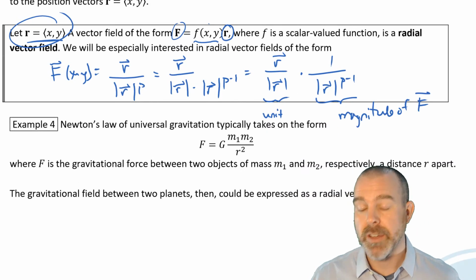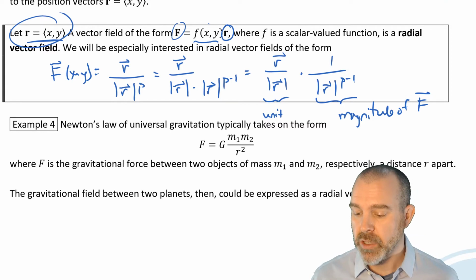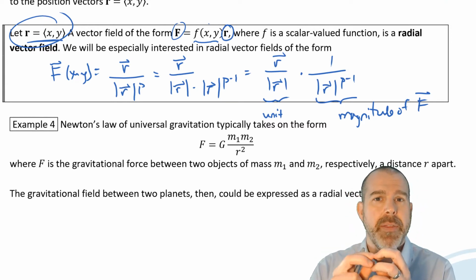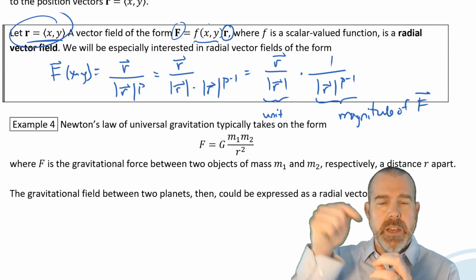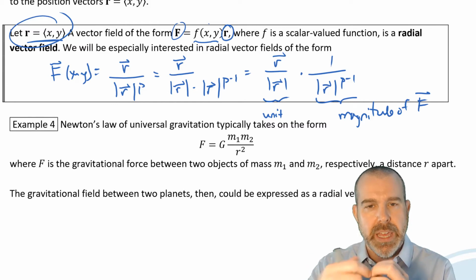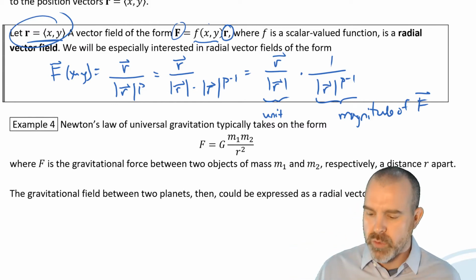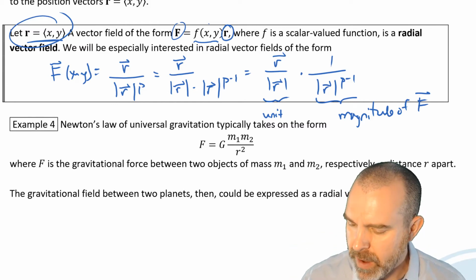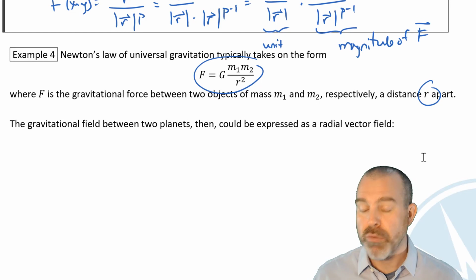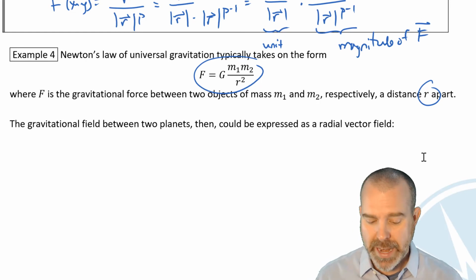So an example of this, of a radial vector field, is Newton's law of universal gravitation, where you have a center, and then all of the field, all of the vectors are going into that center. It's gravity, it's pulling into that center. So that's radial. F here is the force between two objects, and there's some distance r apart. You could express the gravitational field between two planets that way.